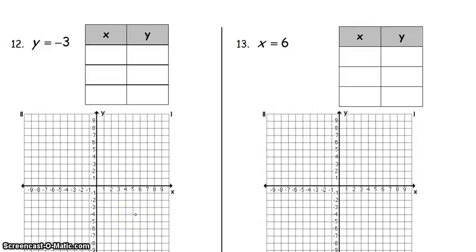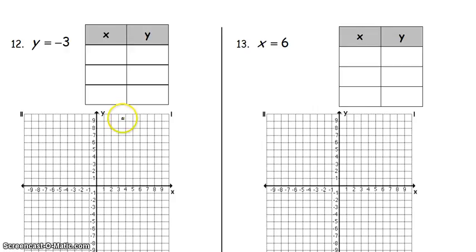Number 12 and 13 are special cases. In number 12, your equation y equals negative 3 has no x in there at all, and in number 13, x equals 6 has no y values. These are the trickiest types.